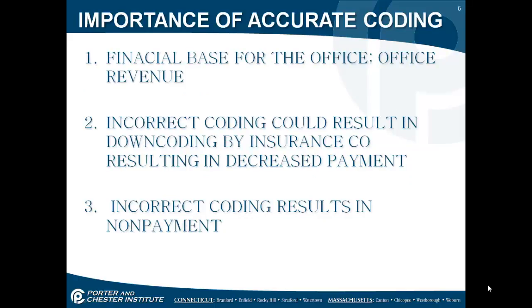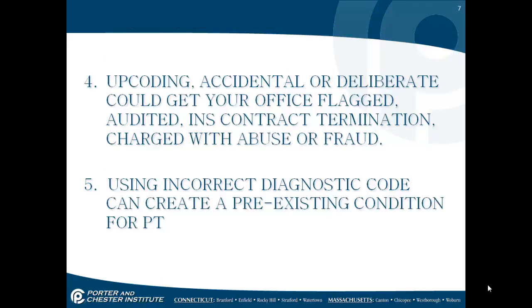It's a financial base for the office's revenue. Incorrect codes could result in downcoding by the insurance company and result in decreased payment. Incorrect codes can result in non-payment. Upcoding, accidental or deliberate, could get your office flagged, audited, and the insurance contract terminated, or charges with abuse or fraud as well. Using incorrect diagnosis codes can create a pre-existing condition for the patient. You want to be very careful there.